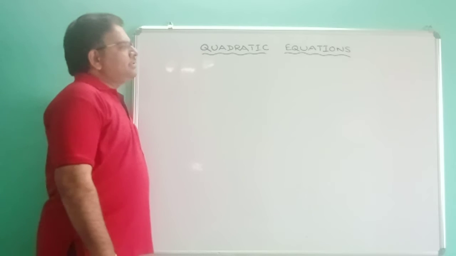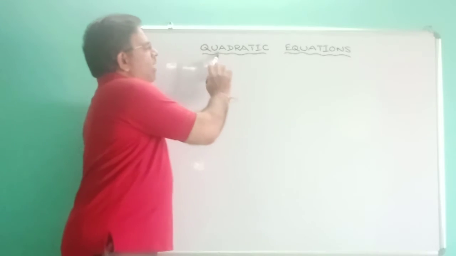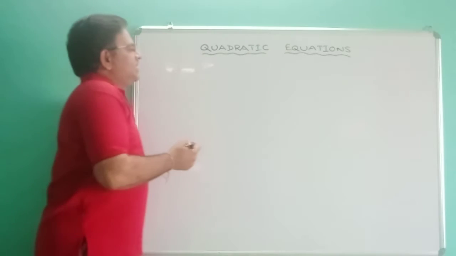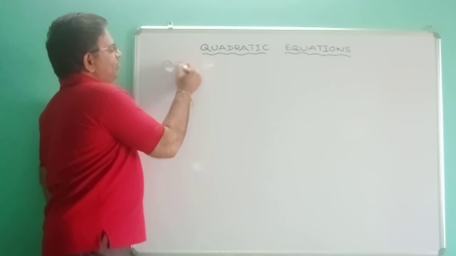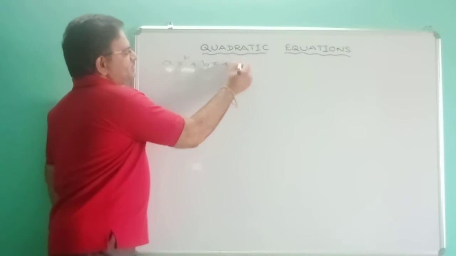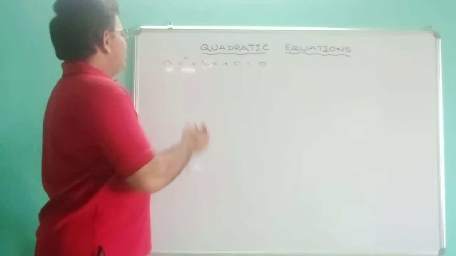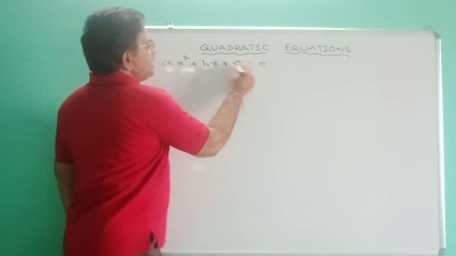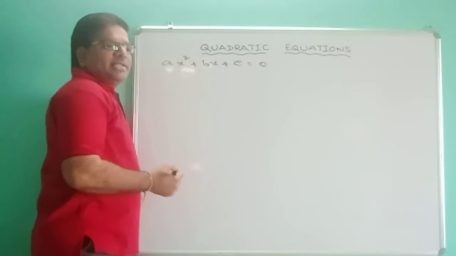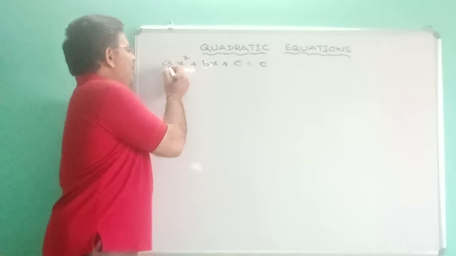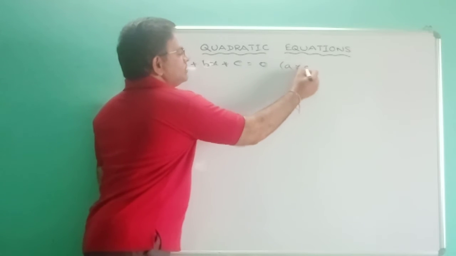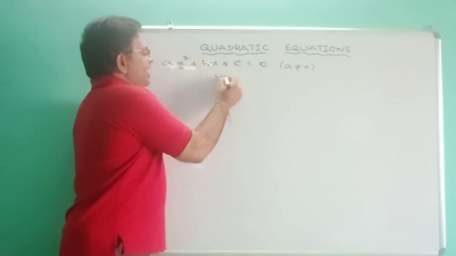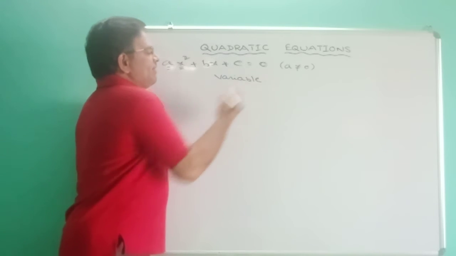Now in this section, what is the concept? Quadratic equations. What is the meaning of a quadratic equation? The general form ax square plus bx plus c equal to 0 is called the general form of a quadratic equation, where a is not equal to 0. Here x is called the variable.